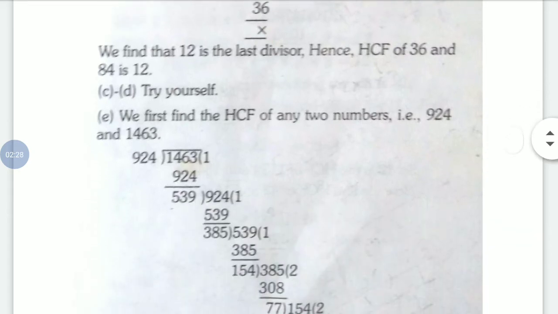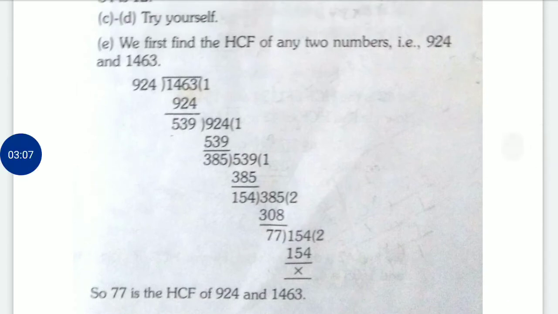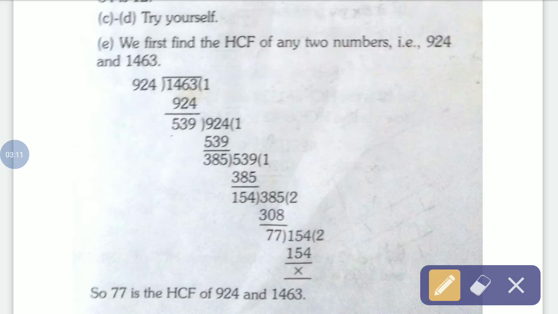In E, you are having three numbers. So what we have to do in such a case, choice is yours, how you want to do it. You can first consider the first two numbers, and then you can do it. First two numbers, that is 1463 and 924. So if we compare both these numbers, then 1463 is greater. So divided by 924. So 924, if we divide it, then definitely what we are going to get, ones are, and you will get the remainder 539.